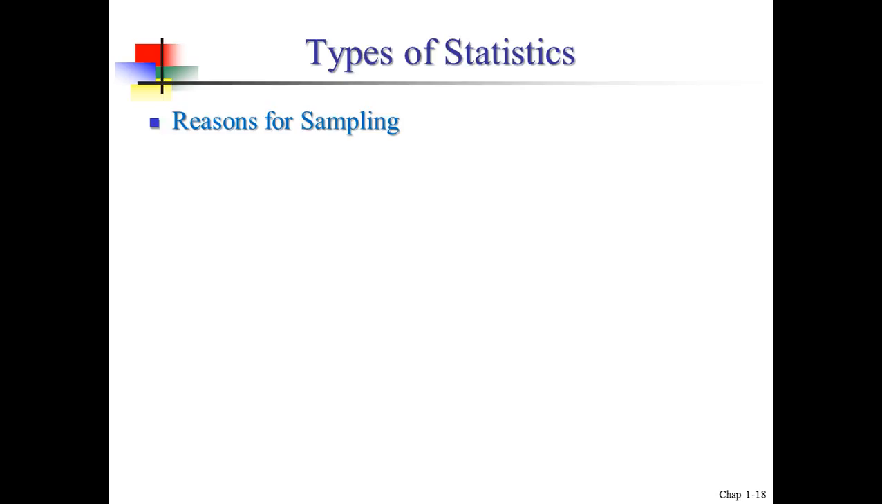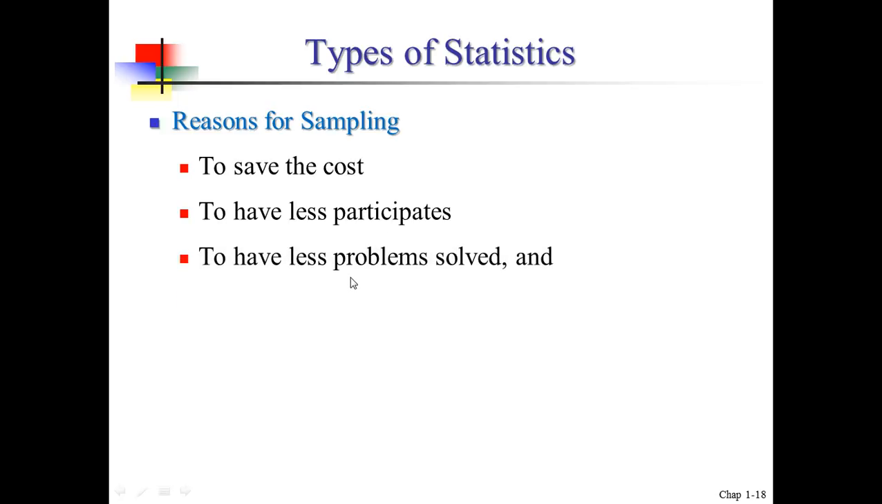Reasons for sampling. Normally we use a sample, not the population data set. Why? A sample data set is small compared with a population data set. When we have a small sample, we can spend less cost, so we save cost. We have fewer participants, fewer people joining, and fewer problems to solve. Normally, less people, less problem. It is easy to manage the data. Small data is easy.